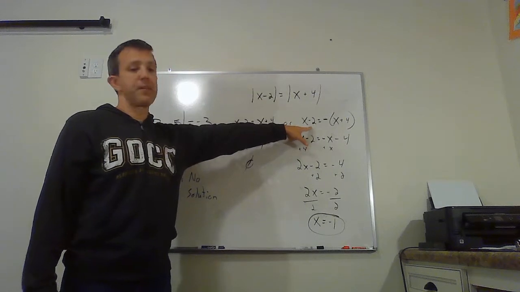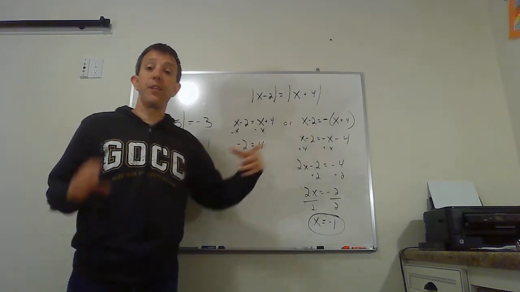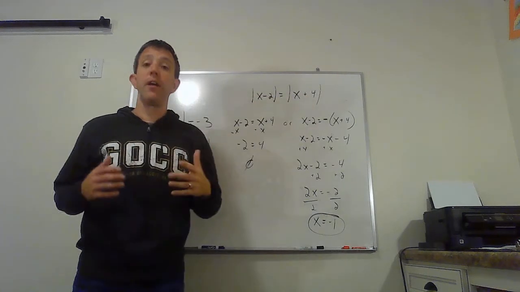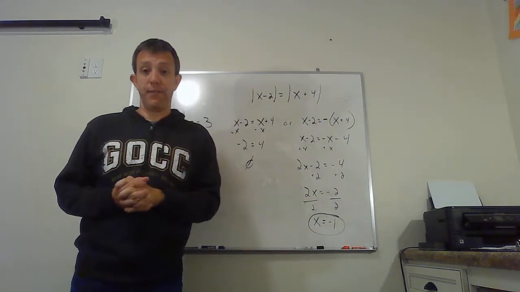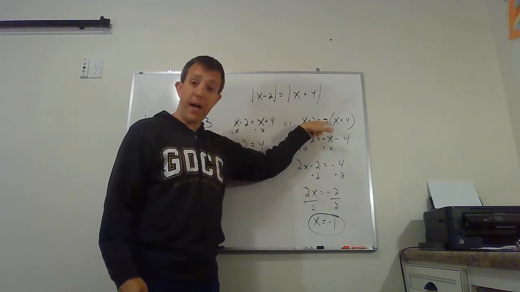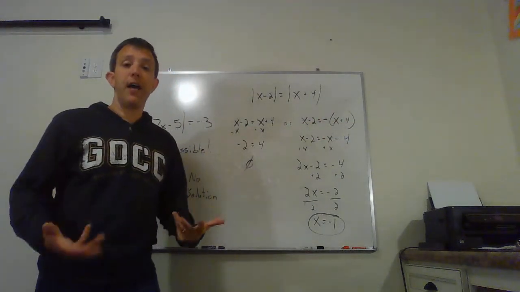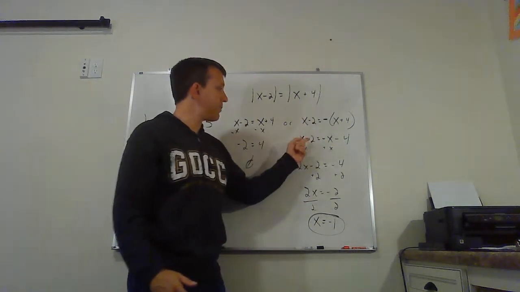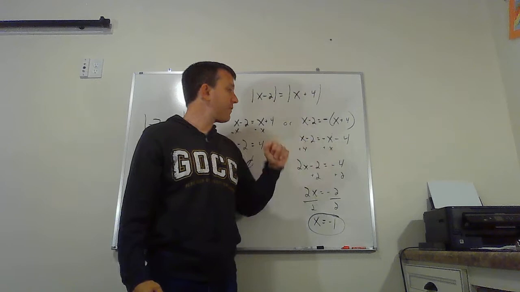But there is a second possibility. The two things on the inside, the x minus 2 and the x plus 4, can be opposites of each other. So we can write that by saying that x minus 2 is equal to the opposite of x plus 4. And now when we solve, this one's going to work for us. So I distribute the negative sign. I get x minus 2 is equal to negative x minus 4.